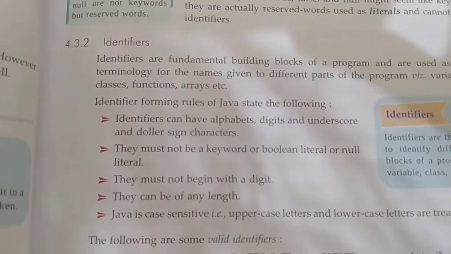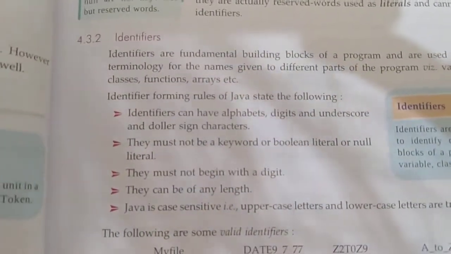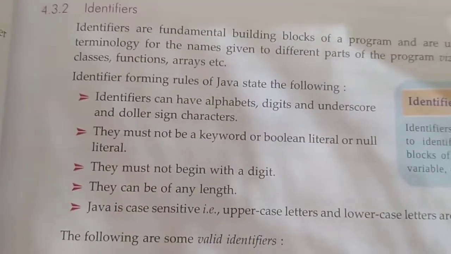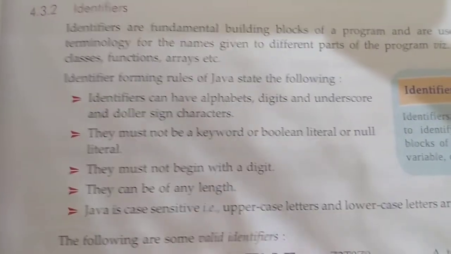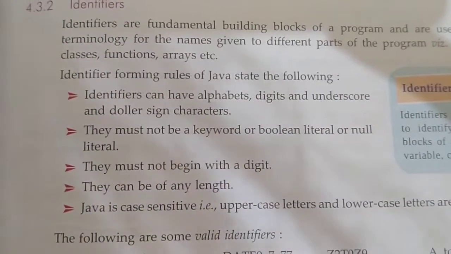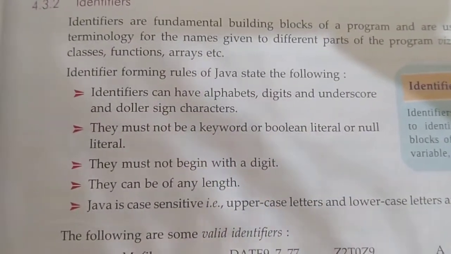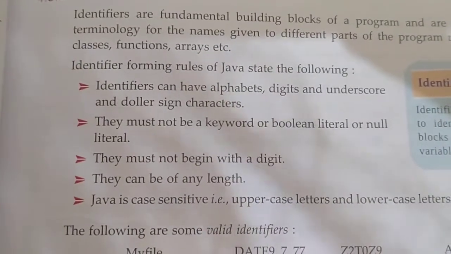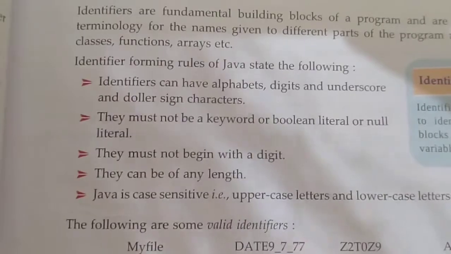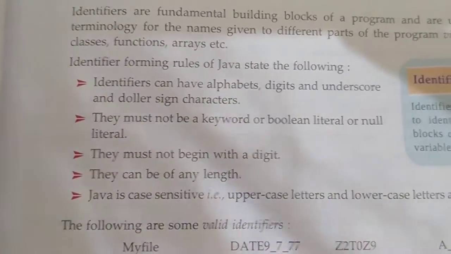And they have given certain rules for writing the identifier. You have to learn this while naming your class, variable, method. You have to follow these rules. It can have alphabets, digits, underscore and dollar signs, not any other characters or symbols. You cannot write at the rate. Only dollar sign, underscore, digits and alphabets can be used for naming your class, method, etc.